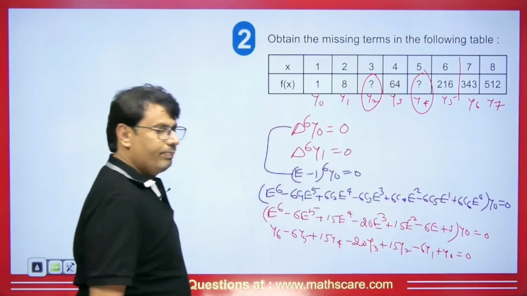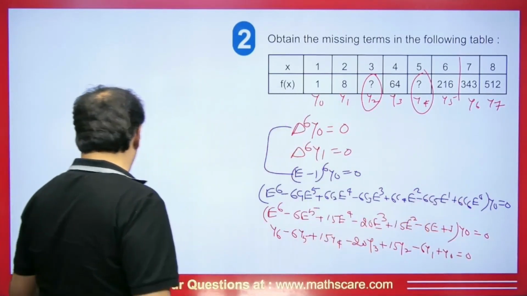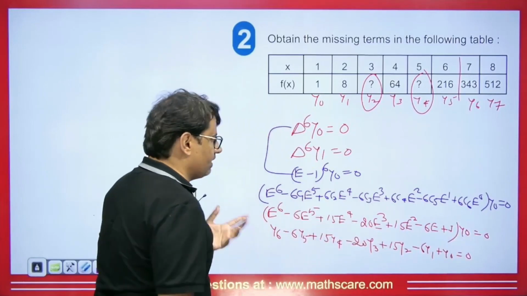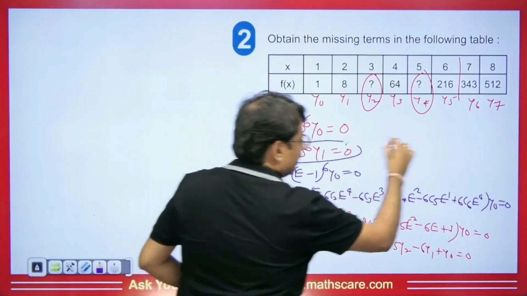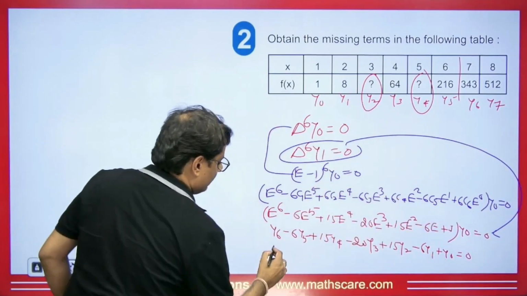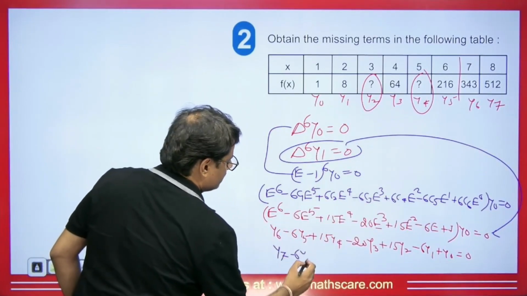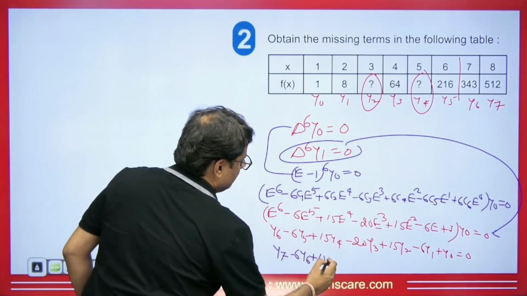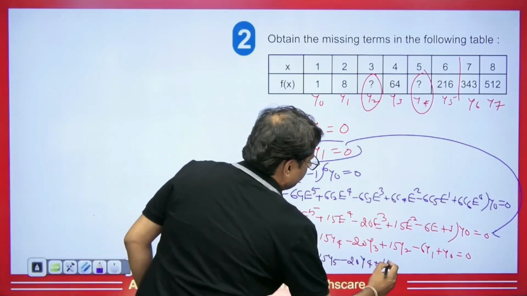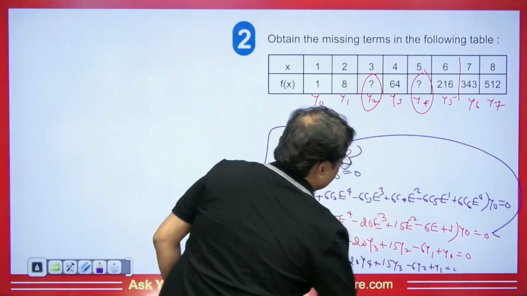Clear? As soon as you multiply this with y1 instead of y0, look what difference it will make. Everything moves forward by 1 if there is y1. It will become y7, minus 6 y6, plus 15 y5, minus 20 y4, plus 15 y3, minus 6 y2, plus y1 is equal to 0.